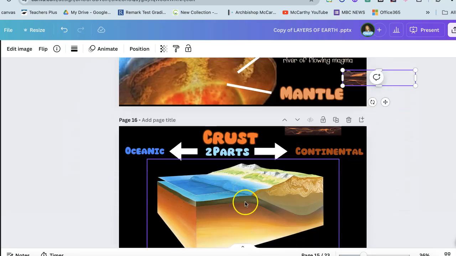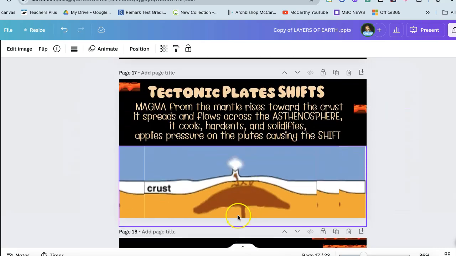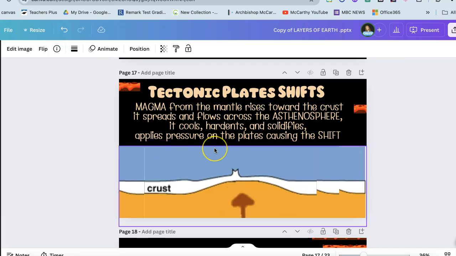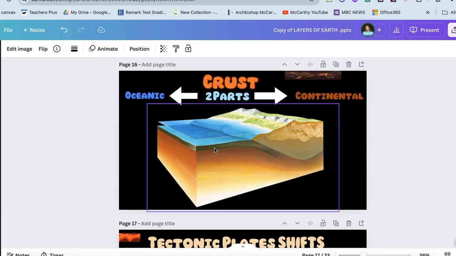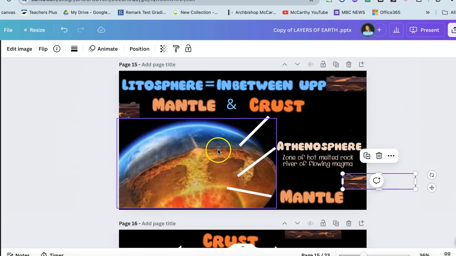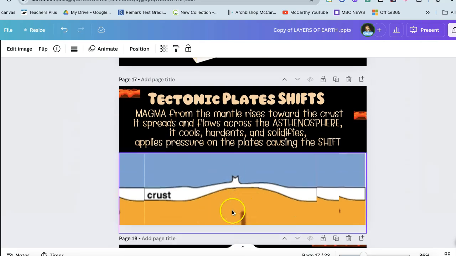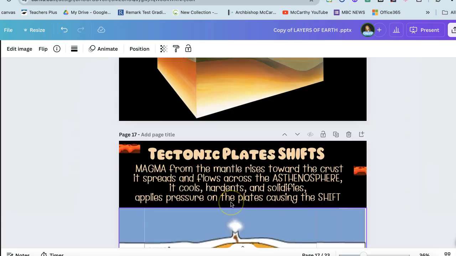Now I'm going to explain this right here. When magma rises and flows across the asthenosphere, as it spreads across, it cools down and hardens, and this applies pressure to the plates, which causes the shifts to happen. So the magma in the mantle rises, spreads across this river known as the asthenosphere, and then as the magma starts to harden, it puts pressure on the crust and causes the plates to shift.